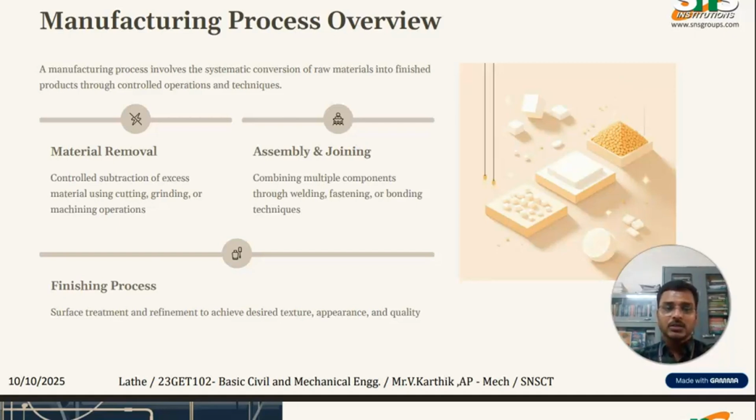Almost in all the manufacturing processes, we have this material removing process. Then assembly and joining, where multiple components through welding, fastening, or bonding techniques, we can join the components to combine as one single product. Finishing process is where surface treatment and refinement achieve the desired structure, appearance, and quality of the product. This is one of the manufacturing processes.